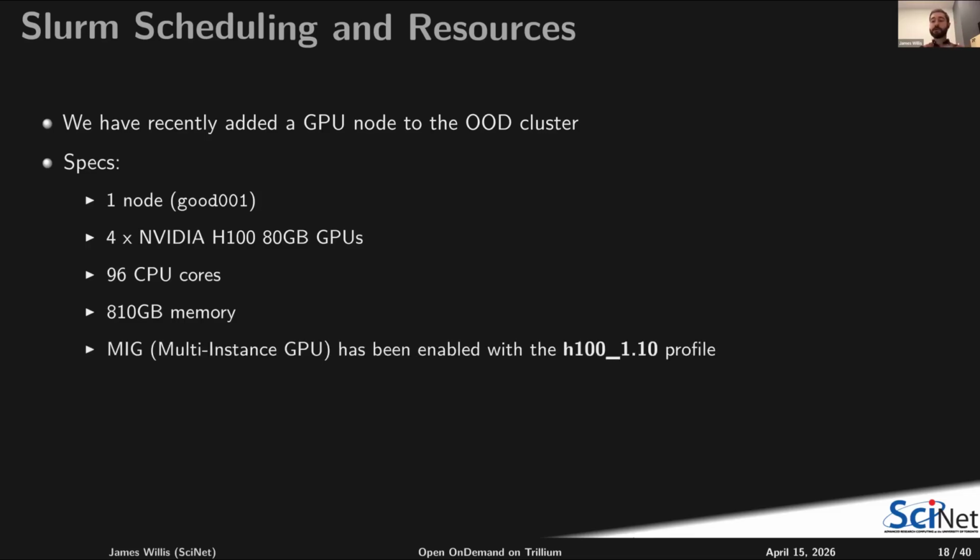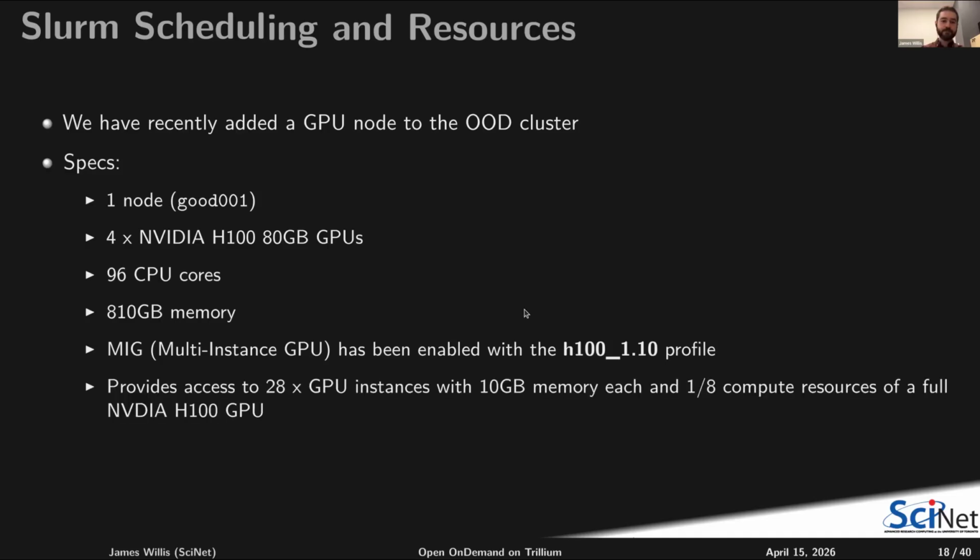So what we've done to increase the capacity of this one node is we have created, well, we've enabled MIG on the node, which stands for multi-instance GPU, with the H100 1.10 profile. So what this means is this one node of 4 GPUs actually provides 28 GPU instances, where each instance provides 10 gigabytes of memory each and 1/8 the compute resources of a full H100 GPU.